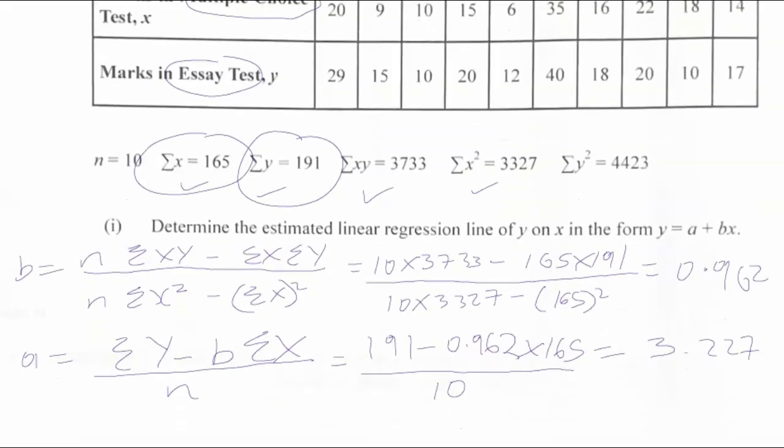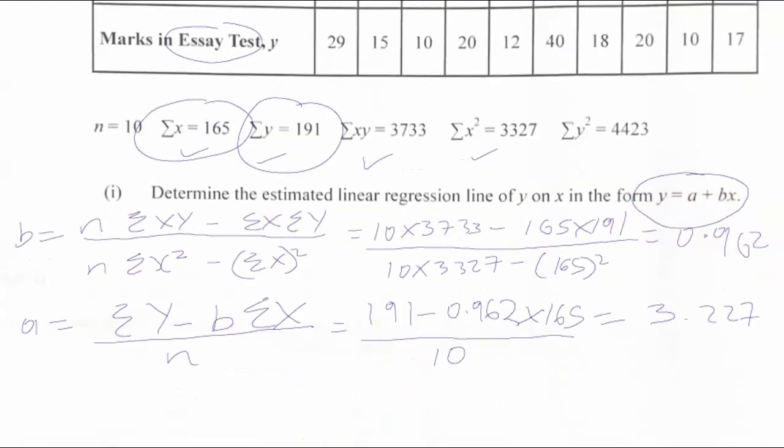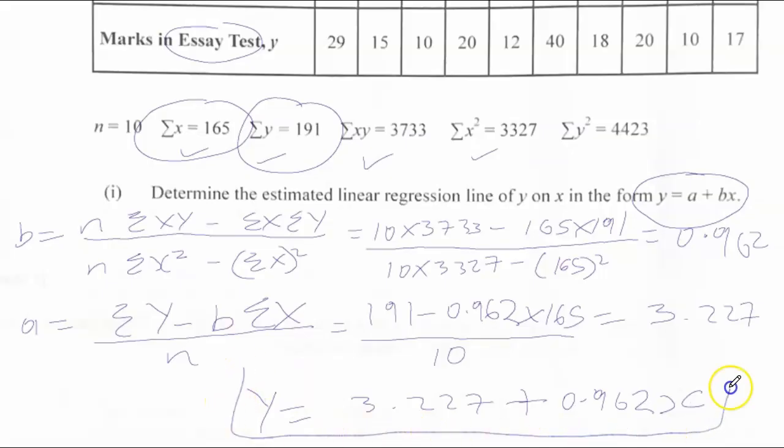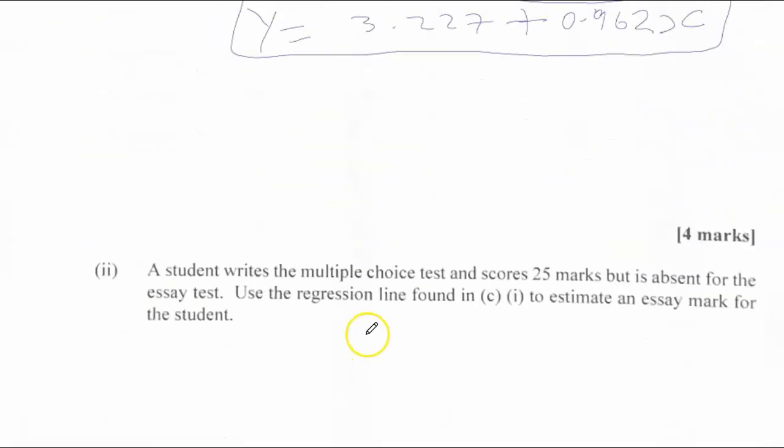And for a, we get 3.227. So the regression line, y equal a plus bx, we just substitute those. So y equal to a, and a is 3.227, plus bx, and b is 0.962 x. So that's our regression line for y using the formula. Alright, so a student writes the multiple choice test and scores 25 marks, but is absent from the essay test.